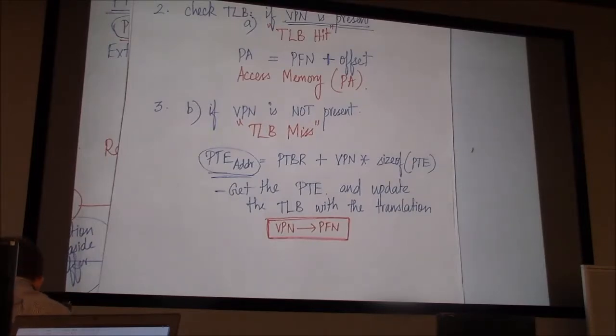How does the hardware decide which page table entry to get rid of when it's updating one? That's a very good question. So the first question is, why does a TLB entry in the TLB have a valid bit of 0? I'm not going to answer that right now because we are going to look at that in a few minutes.